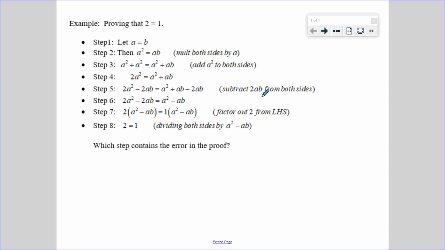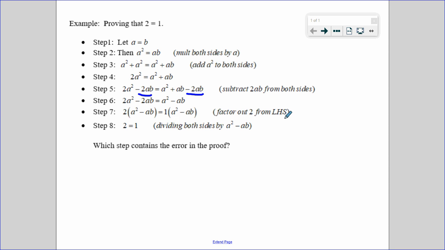Next, in brackets, you can see subtract 2A from both sides. So we're seeing that here. So we've got 2A being taken from both sides. And then step 6, we have kind of a combination of steps. So we've got a positive AB and a negative 2AB. So a negative 2 combined with a positive 1 is a negative 1 AB.